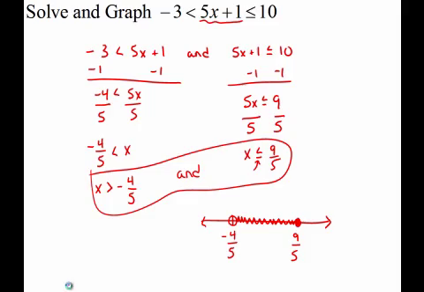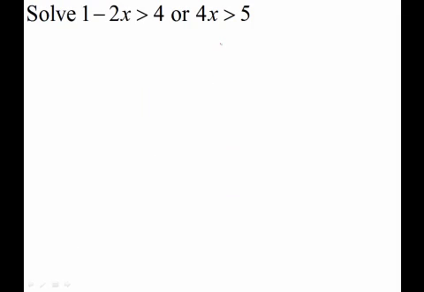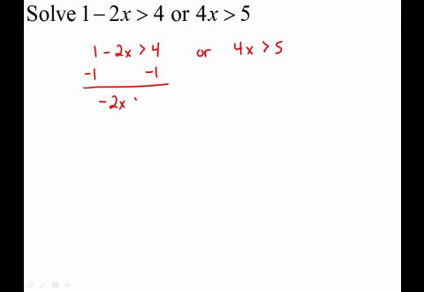Another type, we're solving an OR problem, and I also threw in an extra issue in this one. So let's go through this. We have 1 minus 2x is greater than 4, or 4x is greater than 5. And for this one, we don't have to split anything up first, obviously, because it's already split up. But the key on this one is that at this step, I'm going to divide by a negative number. So right there, I'm dividing by -2, which means that in an inequality, when you divide by a negative number, you need to flip the sign.